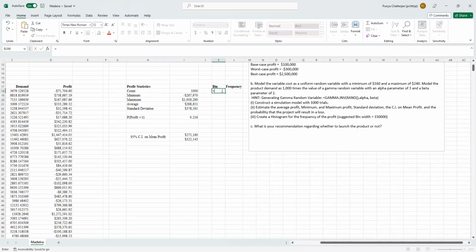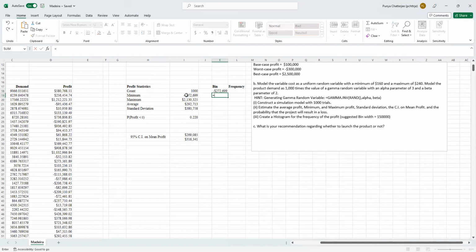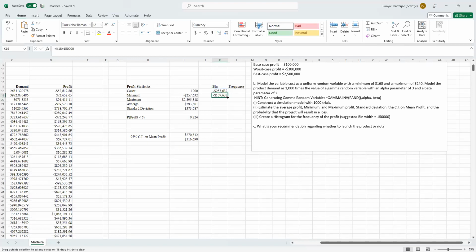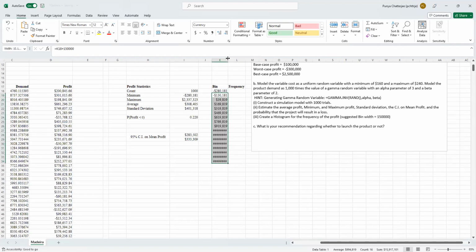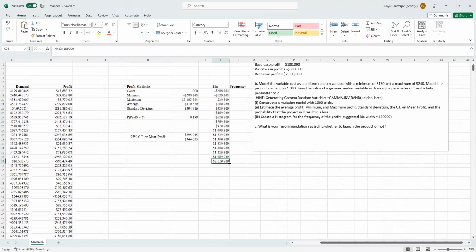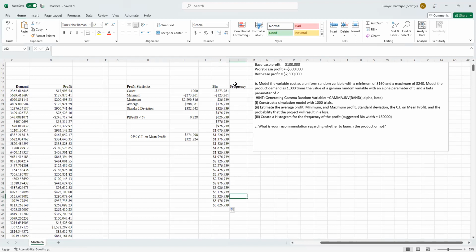Okay. So now you're going to start with your bin with the minimum profit. And I suggested your bin width to be 150,000. So the last bin plus 150,000. And you are going to drag it down until you have passed the maximum. So I have not passed it yet. So I'm going to just drag it down a little bit more. And maybe just to be safe, I'm going to drag it down too. Yeah, that seems to be good.